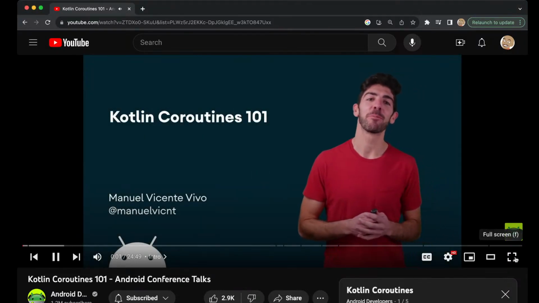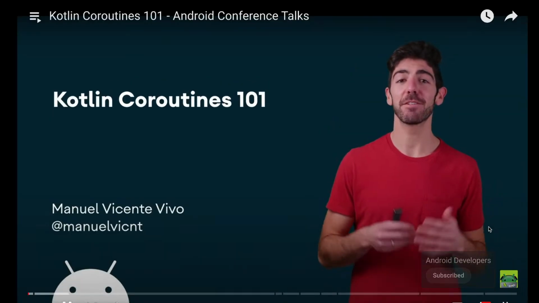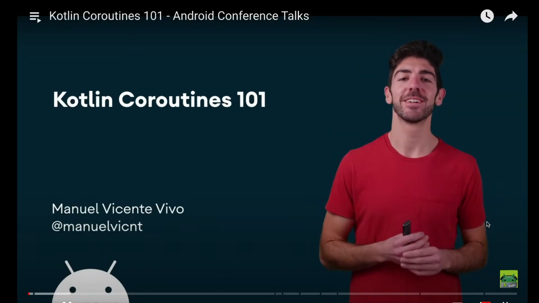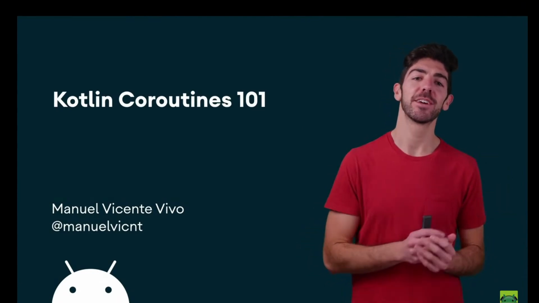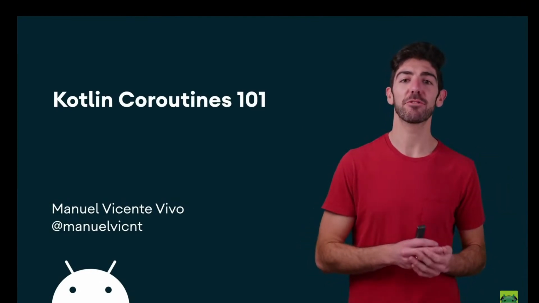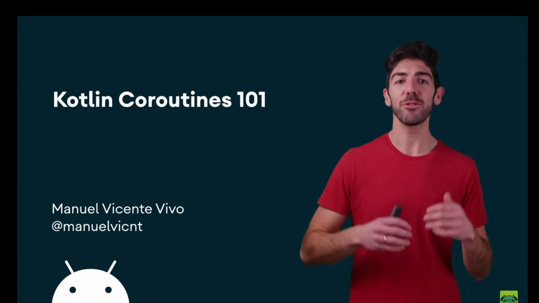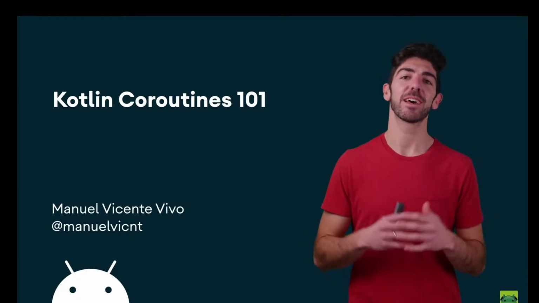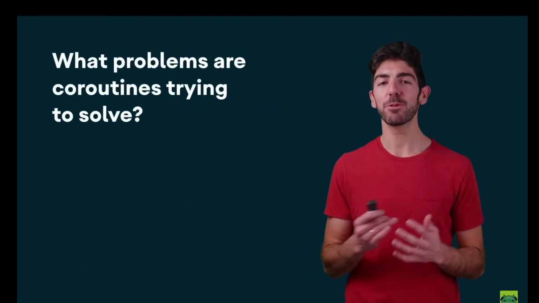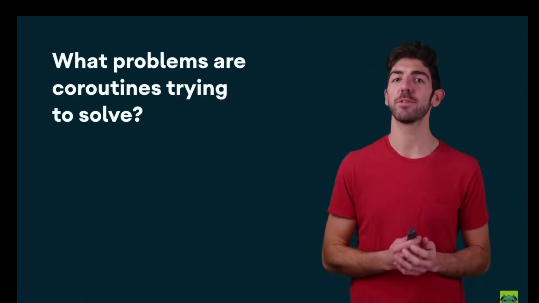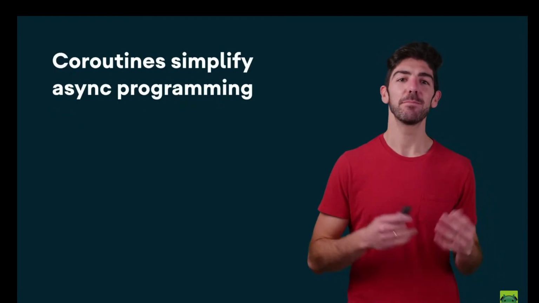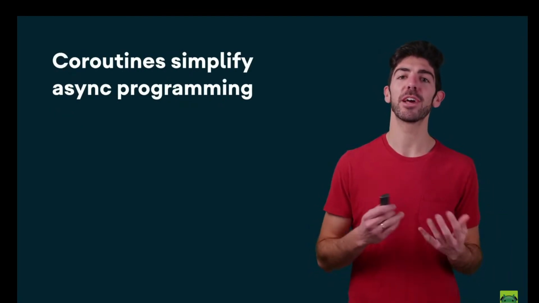Hi, I'm Manuel Vivo. I'm an Android engineer in the developer relations team at Google. This video is about an introduction to coroutines. We will talk about the problems the coroutines are trying to solve, how to use coroutines in Android, how to test them, etc. The first thing we want to talk about is what problems are they actually trying to solve. They basically simplify asynchronous programming on Android.